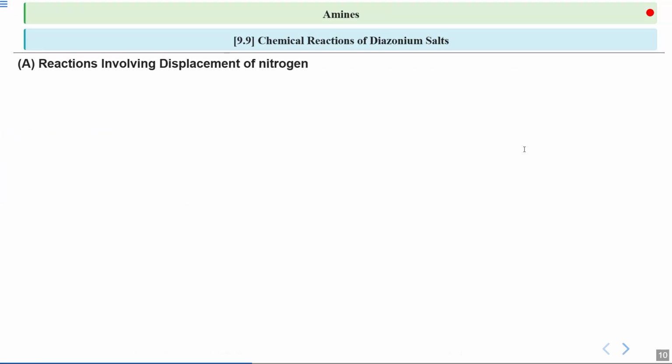Now, one by one, let us discuss the categories of the reactions. First, we saw the reactions involving displacement of nitrogen. First, we will see the Sandmeyer reaction.